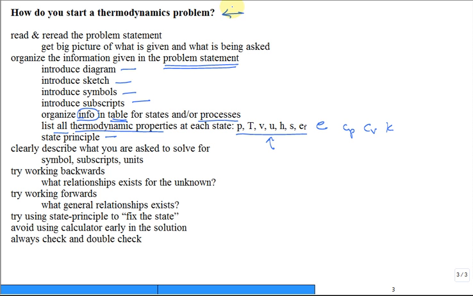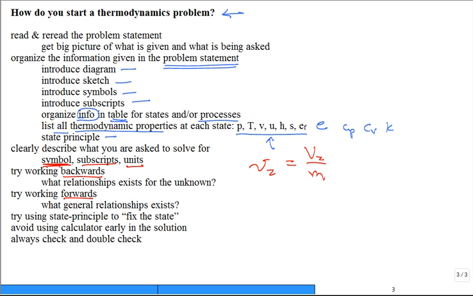Introduce a symbol for what you're asked to solve for. Introduce a subscript and say the units, what exact units. And then try working either backwards or forwards. You say, okay, I know that I'm looking for V sub 2. If I could find V2 and M, I'd calculate it.